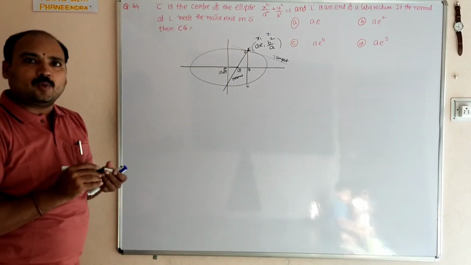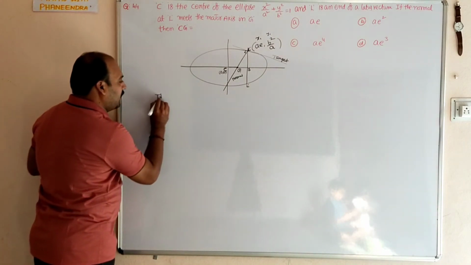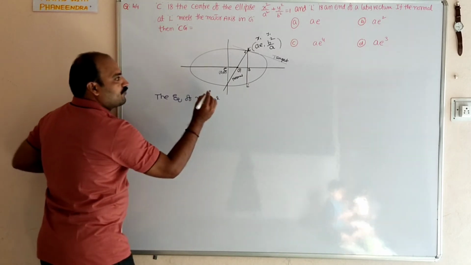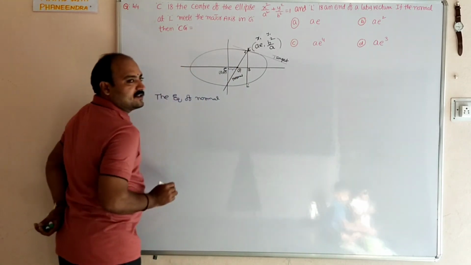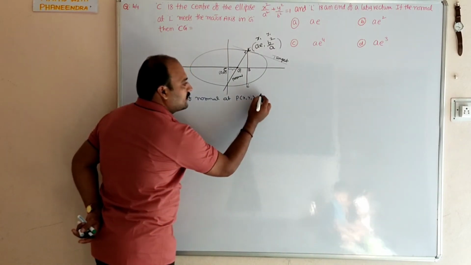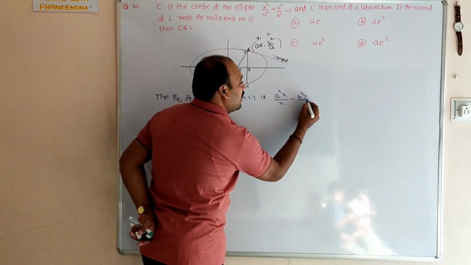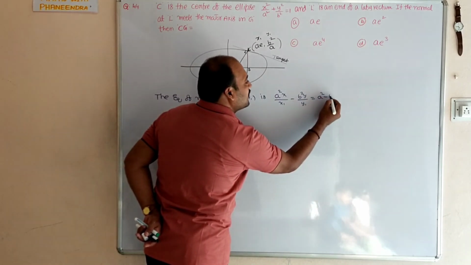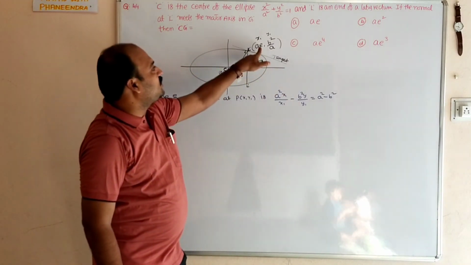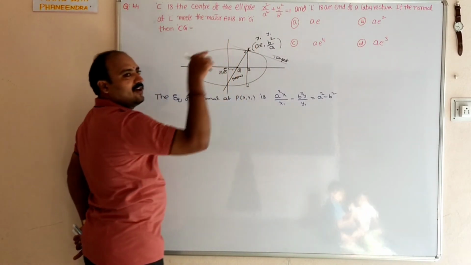What is the normal equation at x1, y1 to the ellipse? Here, the equation of normal, we are going to calculate this distance CG. At P of x1, y1 it is a square x by x1 minus b square y by y1 equal to a square minus b square. In place of x1, y1, substitute ae, b square by a. Why? Because the equation of normal at the point L they are asking.